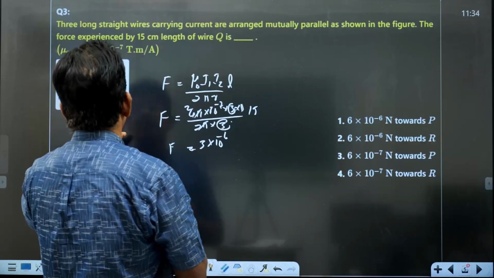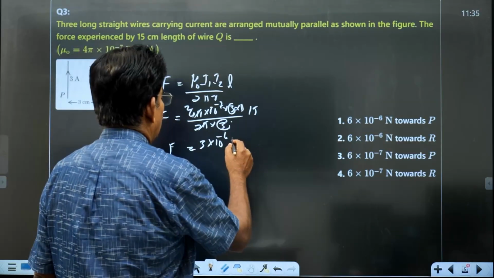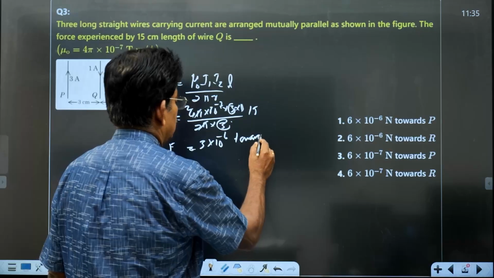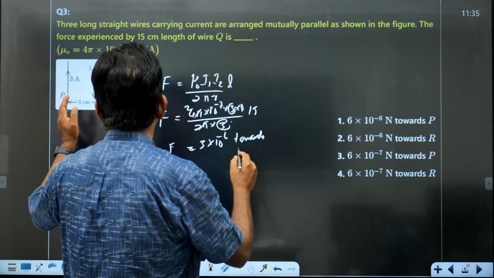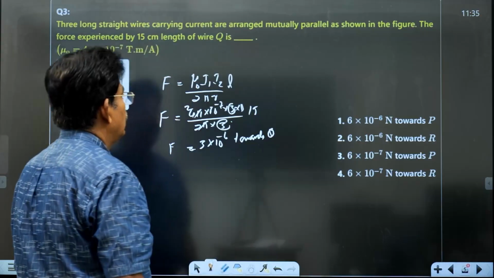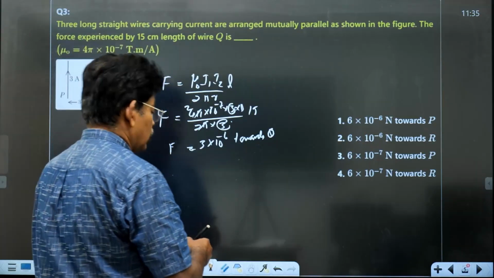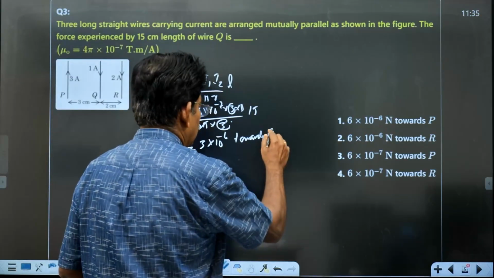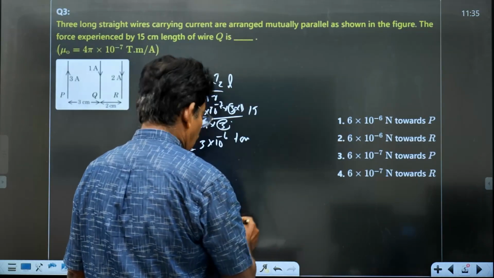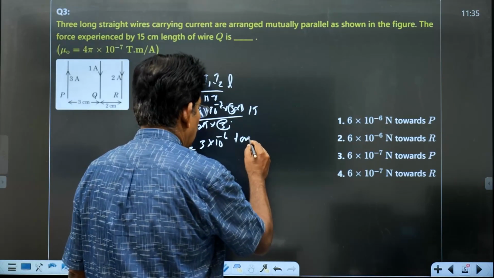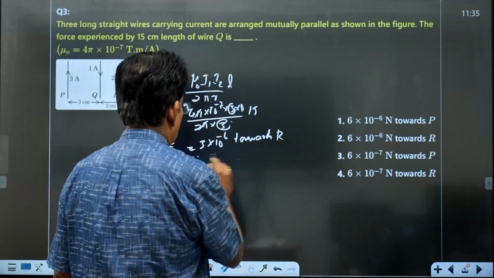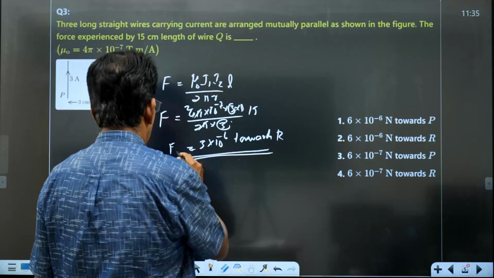And this is repulsion. Force will be repulsion means towards the side of Q. Or towards R. That is towards Q means towards R. Because on the other side there's P, because we have given in terms of R and P. So better towards R. Okay. Force between P and Q.